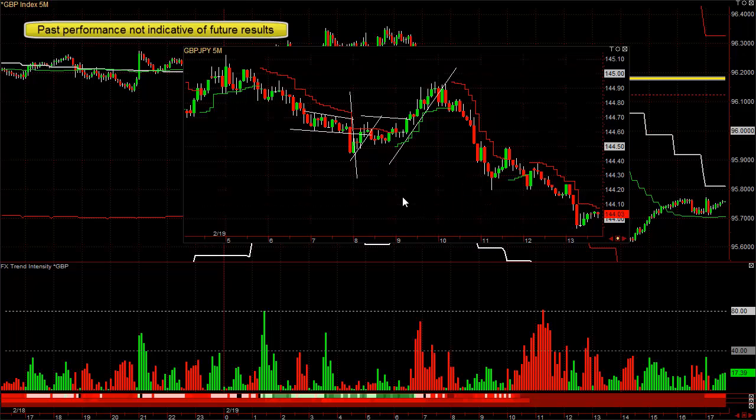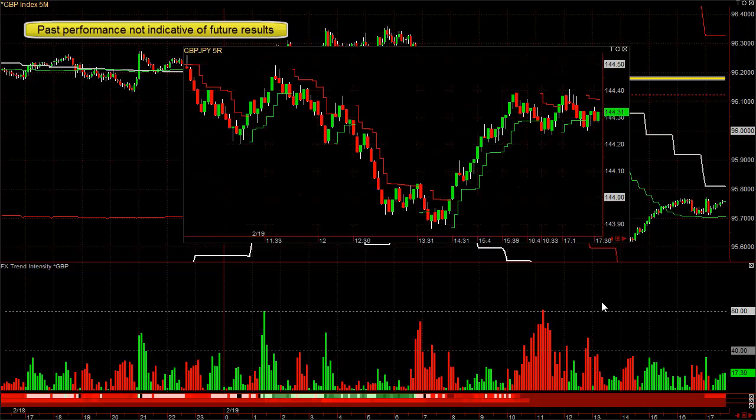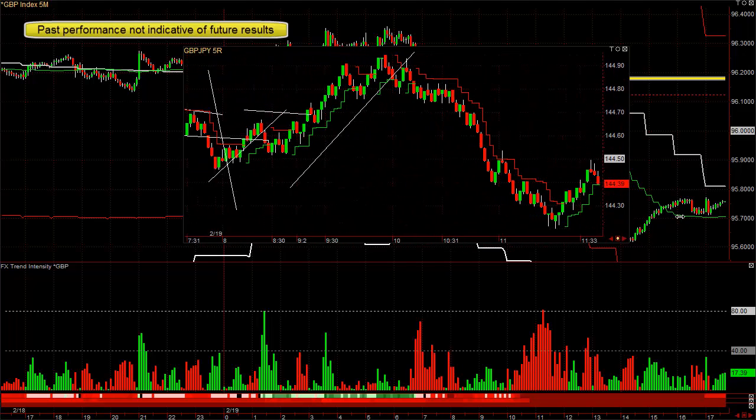Again, you can also get down to a 5-bar chart, which is 5 pips per bar, and it gets rid of a lot of the noise.